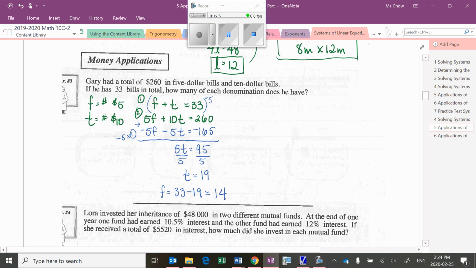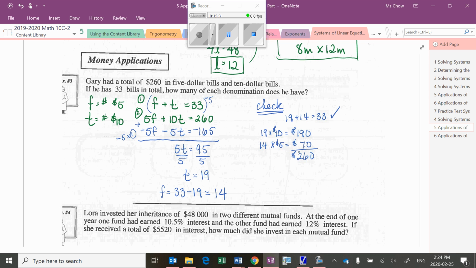So let's take a look. First off, our check: do we have 33 bills in total? Well, 19 plus 14 is 33. That is a check. 19 represents the number of $10 bills, so 19 times $10 apiece is $190. If I have 14 $5 bills, then that is $70. And in total, we have then $260, which confirms what the question has as well.